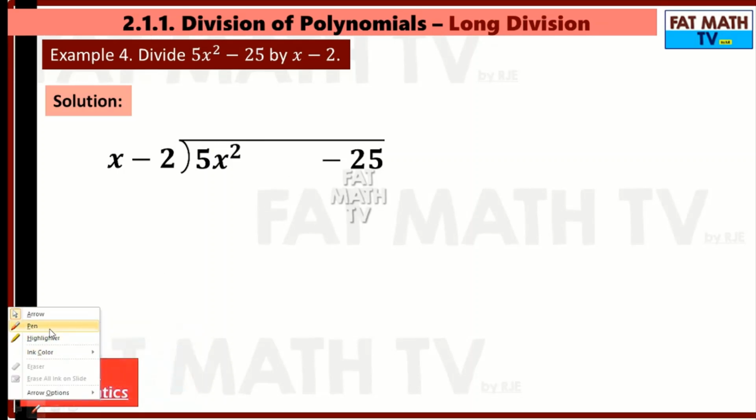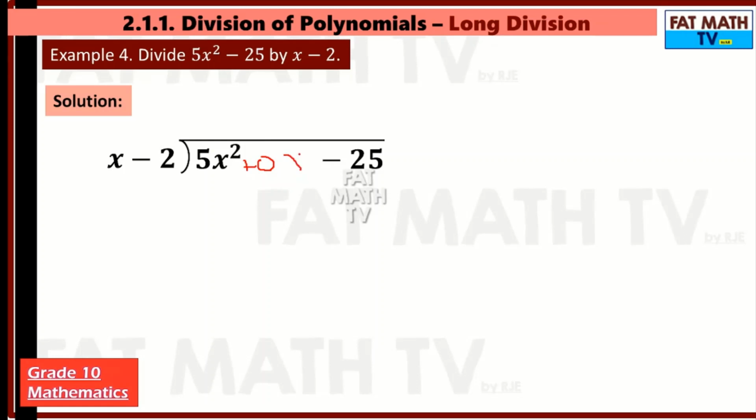So we don't write anymore if it's just 0. So this is going to be plus 0x minus 25. So 5x squared divided by x, that is 5x.